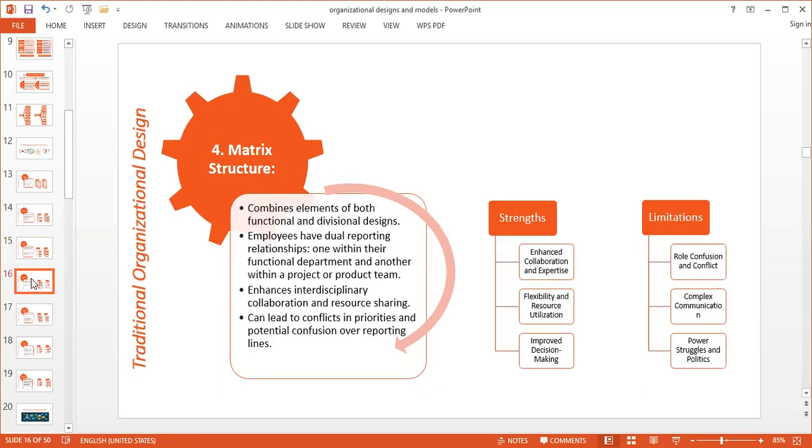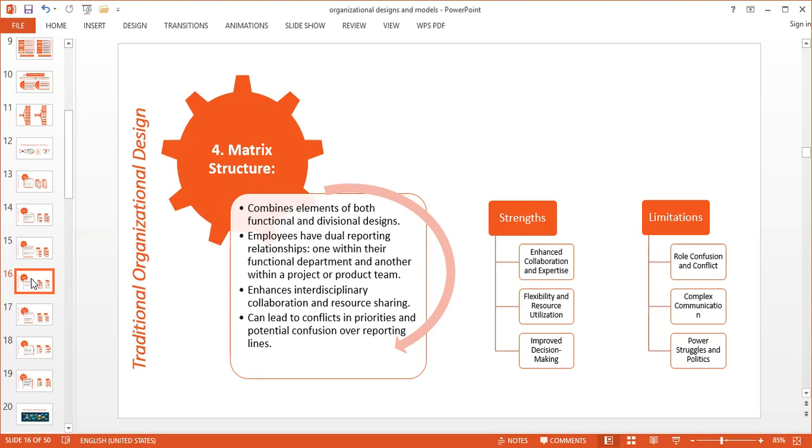Fourth one is matrix structure. Matrix structure combines elements of both functional and divisional designs. Employees have dual reporting relationships, one within their functional department and another within a project or product team.